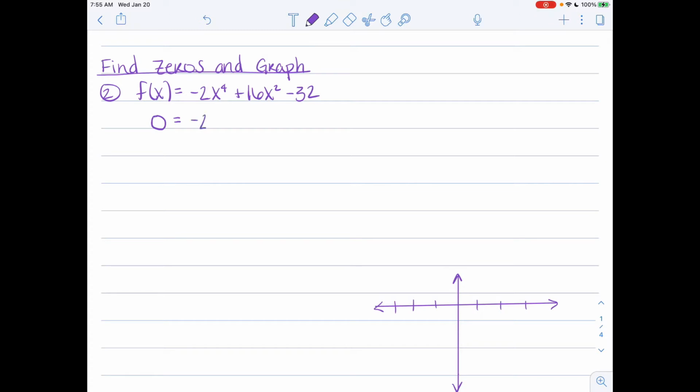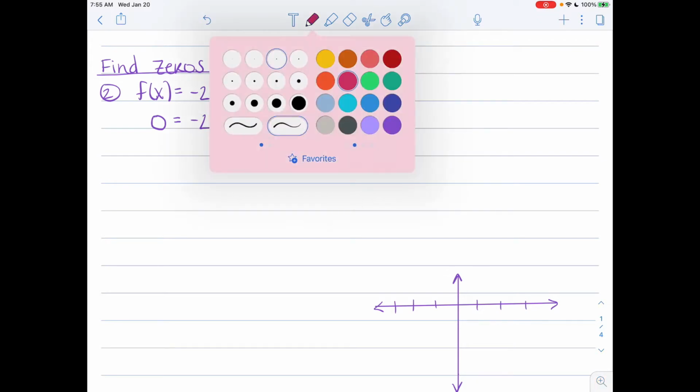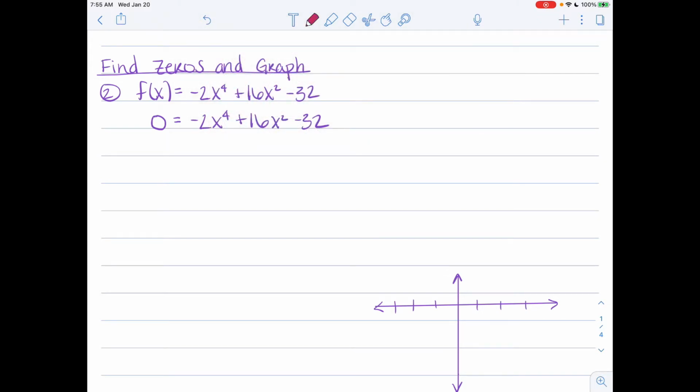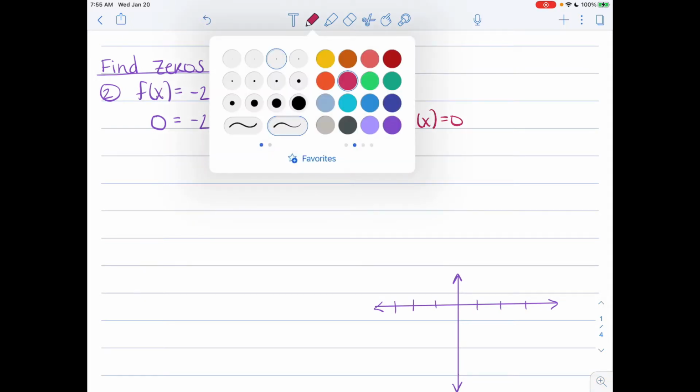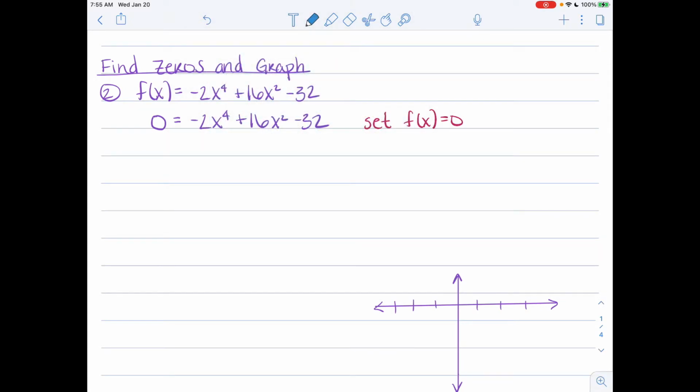So everything else will stay the same in this step, but we are just setting our function equal to 0 so that we can solve. So we're basically making it the way that the problem before was already set up to be. So set f of x equal to 0. Now we are going to continue to factor and solve.